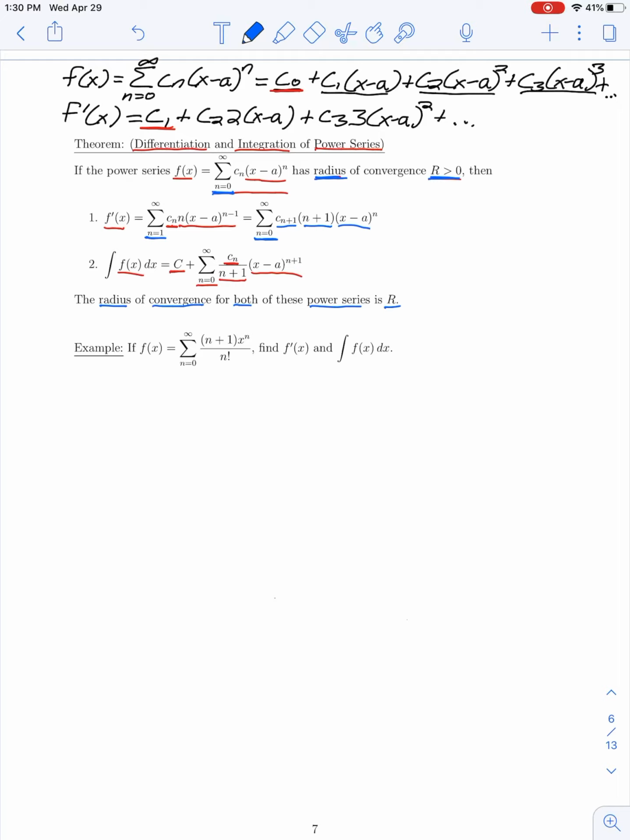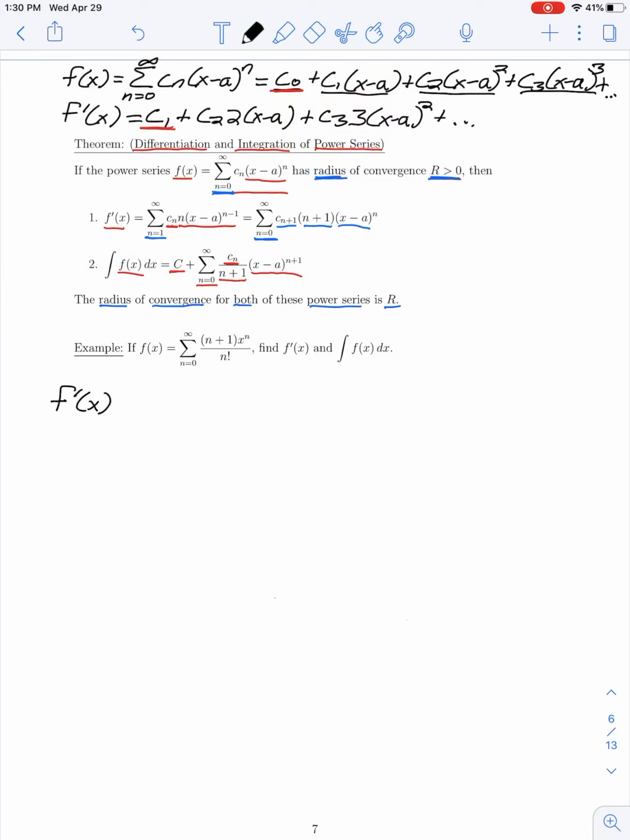So now that we have a method for differentiating and integrating functions represented as power series, let's look at an example. So in this first one, we have f of x is this power series, the sum from 0 to infinity of (n plus 1) x to the n over n factorial. And we are asked to find both the derivative and antiderivative of that function. So let's start by looking at f prime.